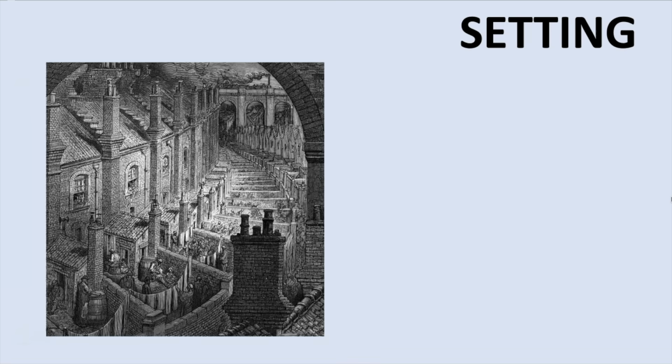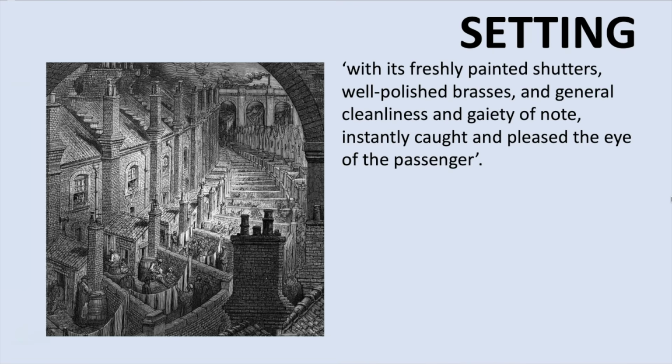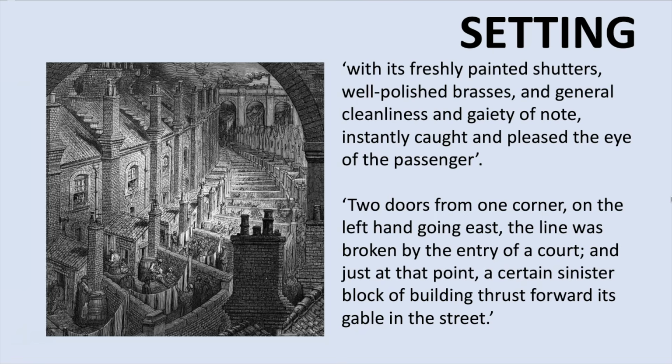In the opening chapter of the novella, we read a positive description of a street, which, with its freshly painted shutters, well-polished brasses and general cleanliness and gaiety of note, instantly caught and pleased the eye of the passenger. The tone then shifts as we read about Jekyll's laboratory door. "Two doors from one corner, on the left hand going east, the line was broken by the entry of a court, and just at that point a certain sinister block of building thrust forwards its gable into the street." This contrast of setting from positive to negative is a technique we find throughout the text. Once again, it is used to symbolise the contrasting opposition found in the duality of humanity.